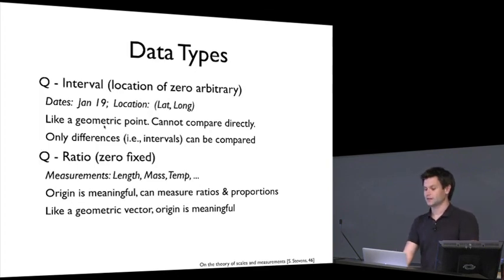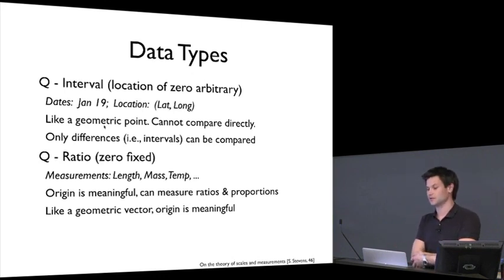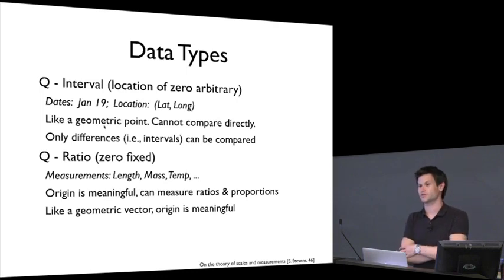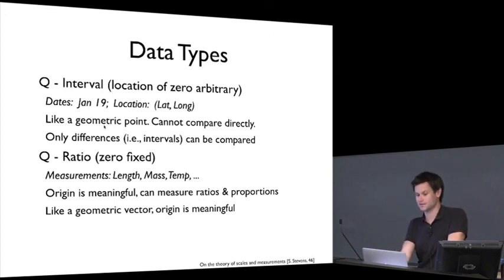Interval data has an arbitrary location of 0. An example would be January 19th, so a date, or a location, latitude, longitude. The 0 meridian through Greenwich, actually, that's just chosen by us. There's no other reason why this is the 0 meridian.